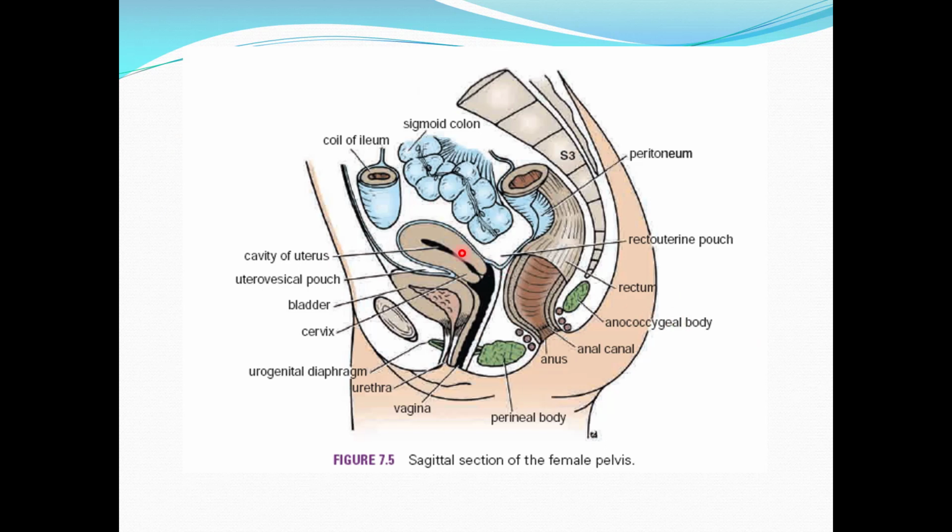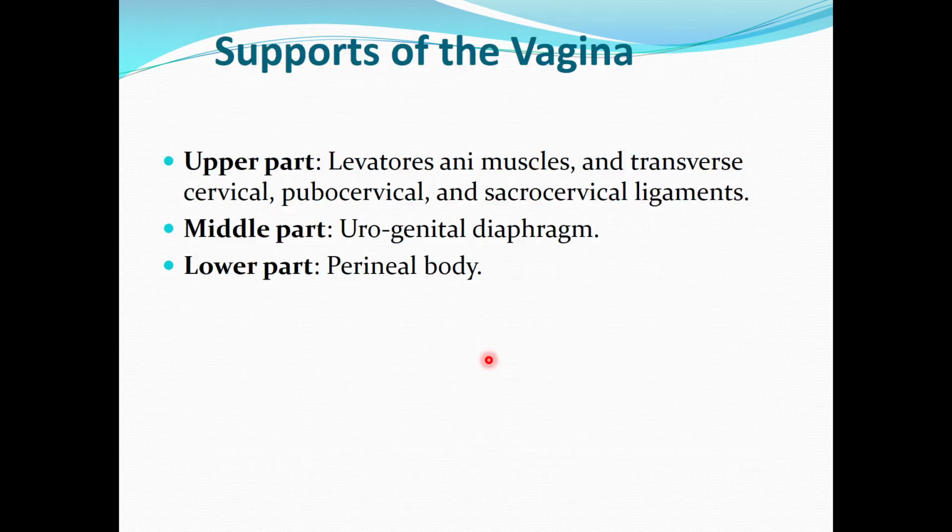See here in this diagram, this is the uterus and this is the vagina, which is shown in black color. Anteriorly it is related with the uterovesical pouch, the urinary bladder and the urethra. Posteriorly it is related with the recto-uterine pouch, the ampulla of the rectum and the perineal body.